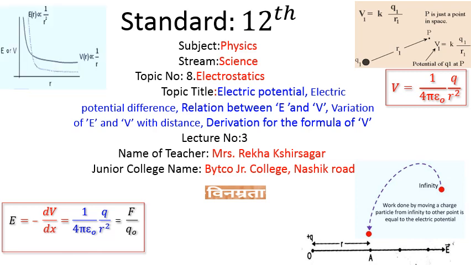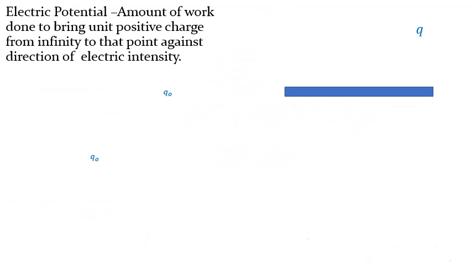Today in this video, from the topic of electrostatics, we will discuss electric potential difference, the relation between E and V, and graphical representation. Now see this electric potential. Read this definition first. It is the amount of work done to bring a unit positive charge from infinity to that point against the direction of electric intensity.